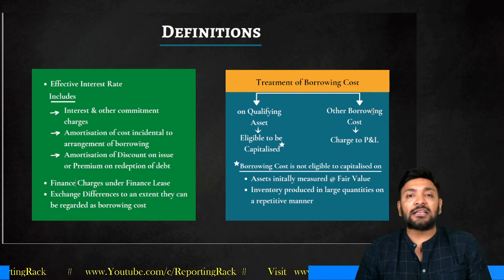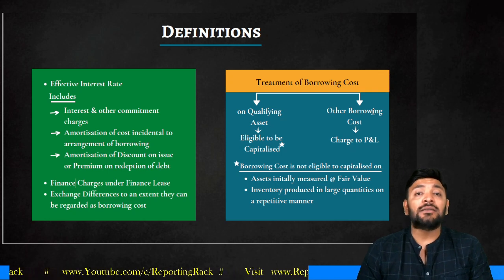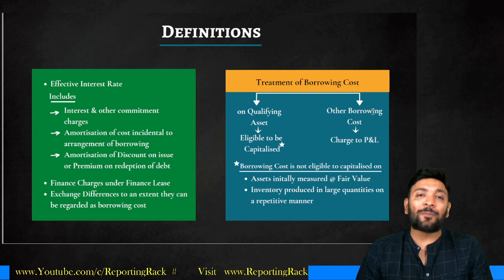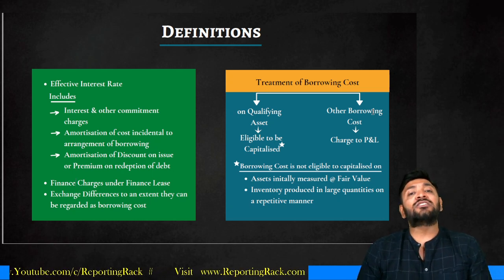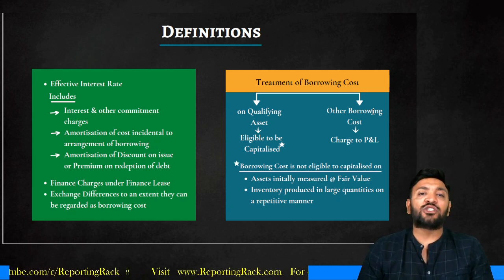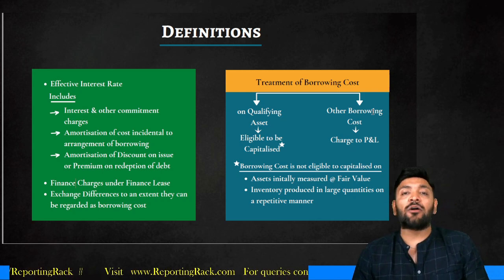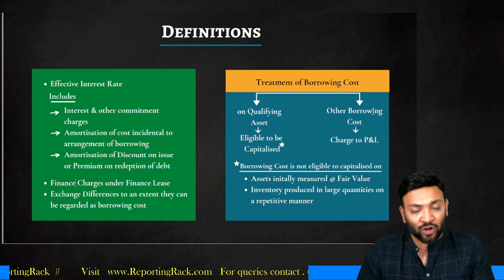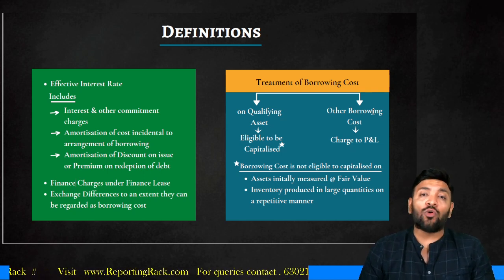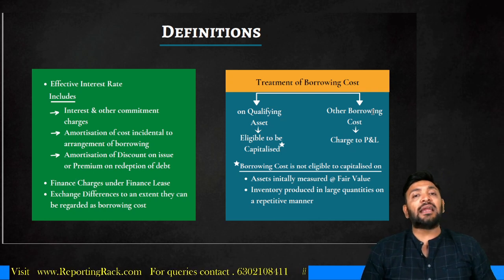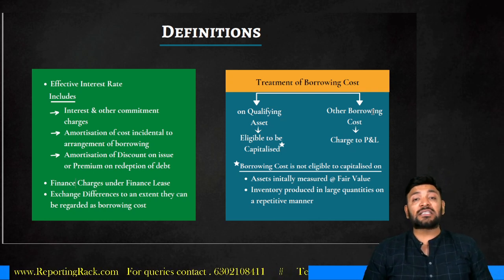Over the life of the asset, you keep charging the amount as depreciation into the P&L. Ultimately, it goes into the P&L, but the only thing is, instead of going into the P&L in the year in which you have incurred the borrowing cost, it will go into the P&L over the lifetime of the asset. That is the only significant difference, and that is the only objective of bringing up the discussion regarding Ind AS 23. So what does the standard say?